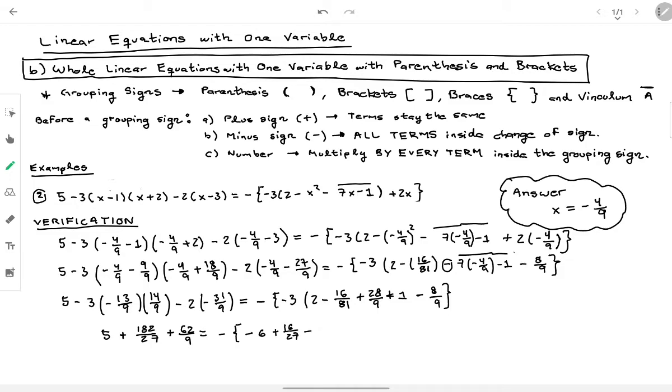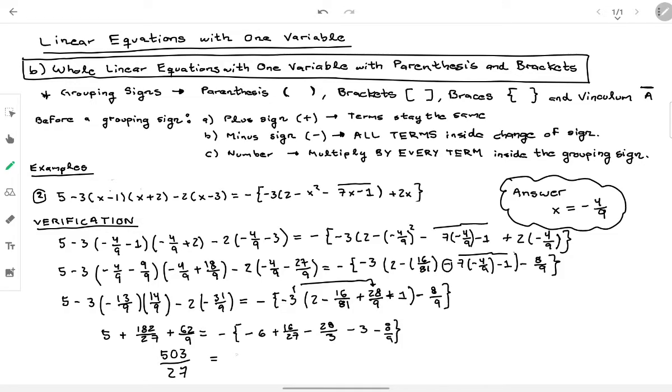minus, then it's going to be 3 and 9, that this multiplication gets simplified, and it's going to be minus 28 over 3. Minus 3 multiplied by 1, it's minus 3. And the minus 8 over 9. So after that, if we add those, it's going to be 503 over 27.